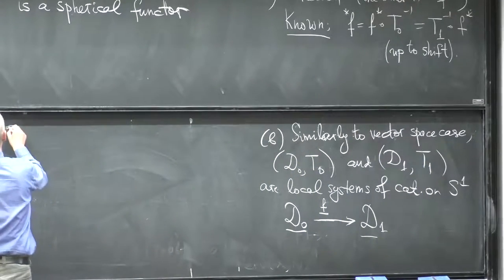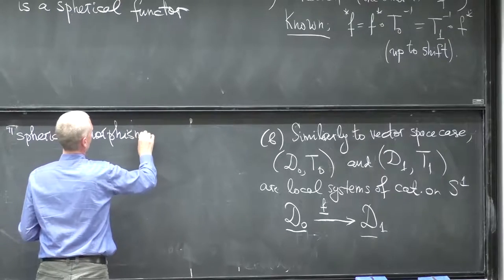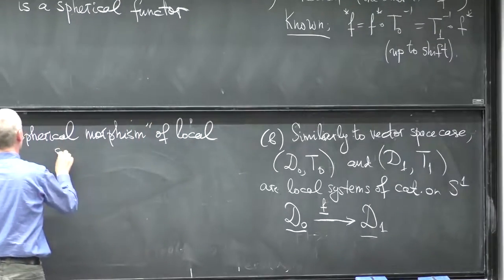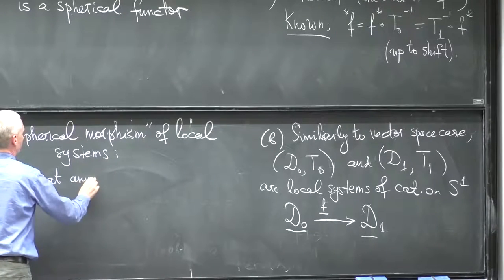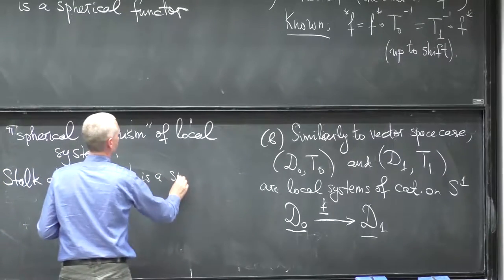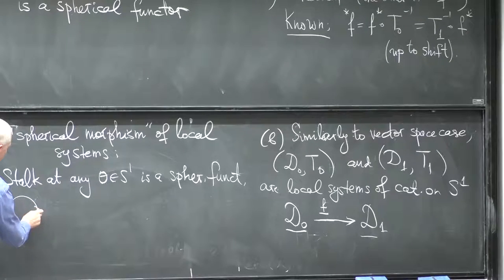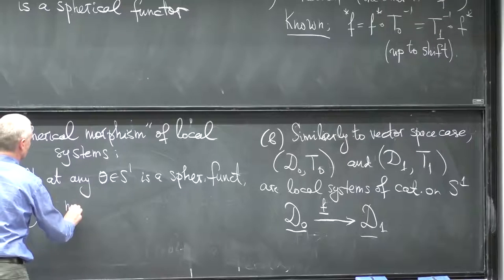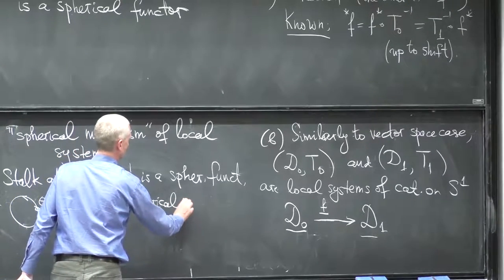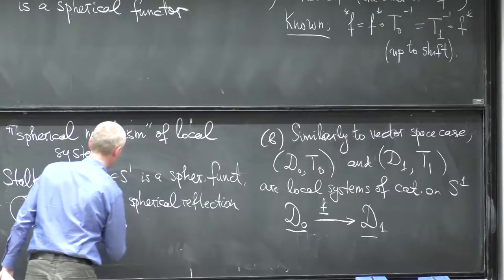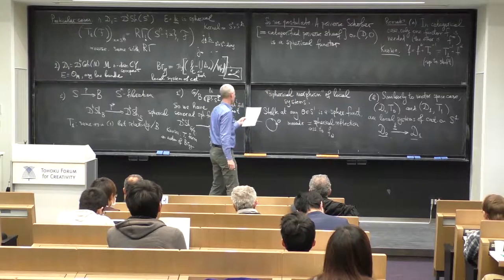Let me introduce this concept of a spherical morphism of local systems, which means the stalk at any theta in S1 is a spherical functor. And the monodromy from theta to theta equals the spherical reflection corresponding to this functor, associated to F theta. The stalk of F at theta is the stalk over theta.